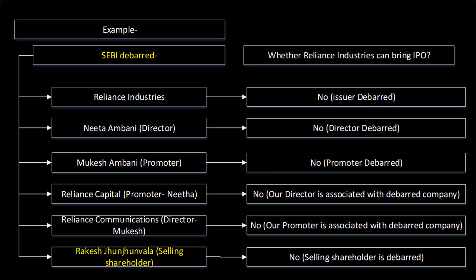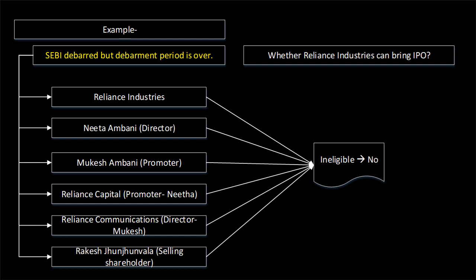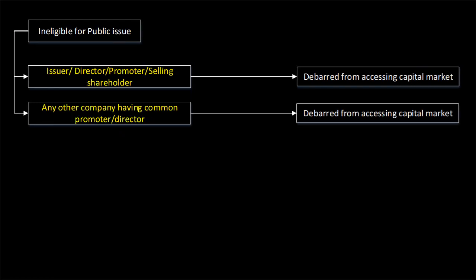Now suppose in all the cases which we have just seen, what will happen if I say the debarment period is over? Will Reliance Industries still be ineligible for bringing public issue? This time our answer will change, as this time Reliance Industries will not be ineligible for public issue. With this, our exercise is complete. So till now we have seen two situations for ineligibility. Now we will see the rest of the three situations.